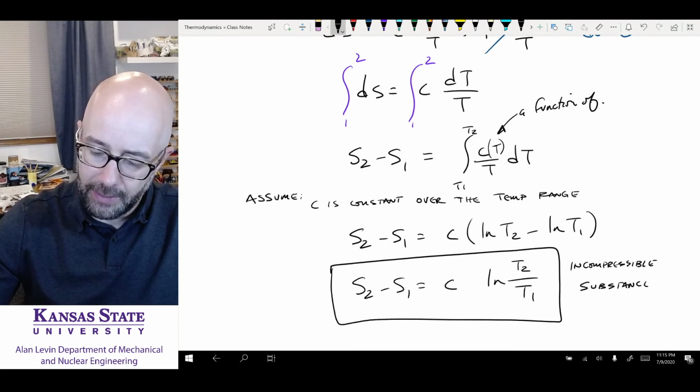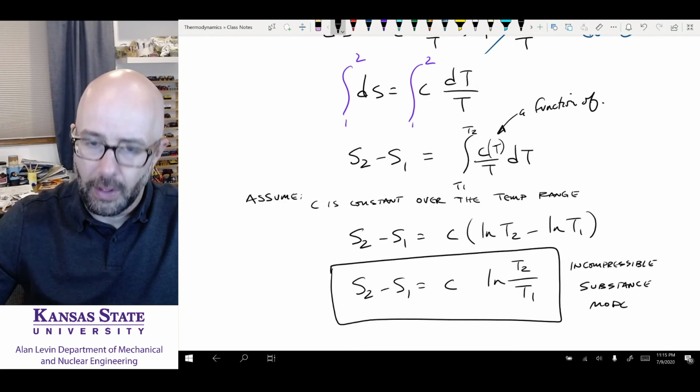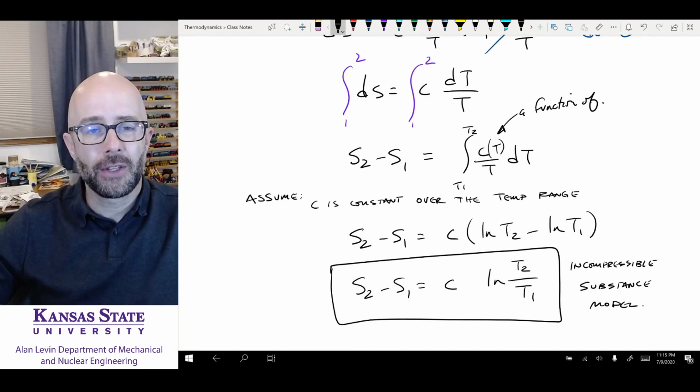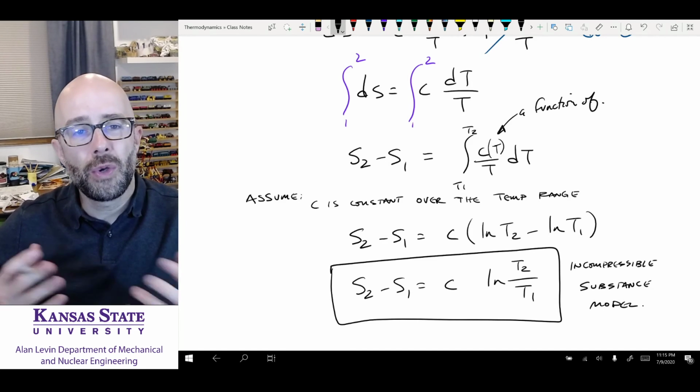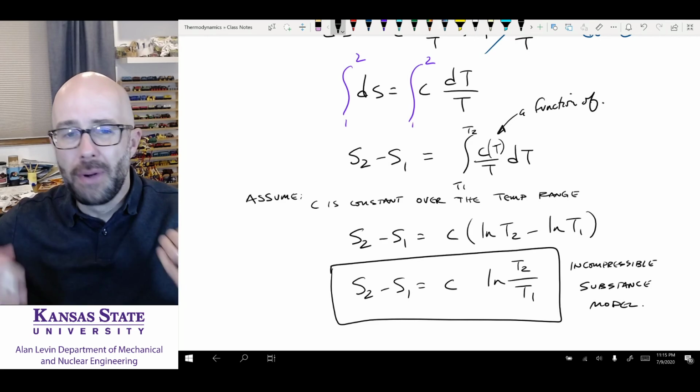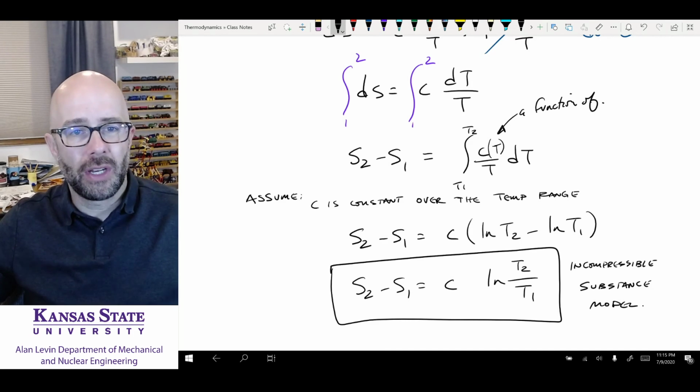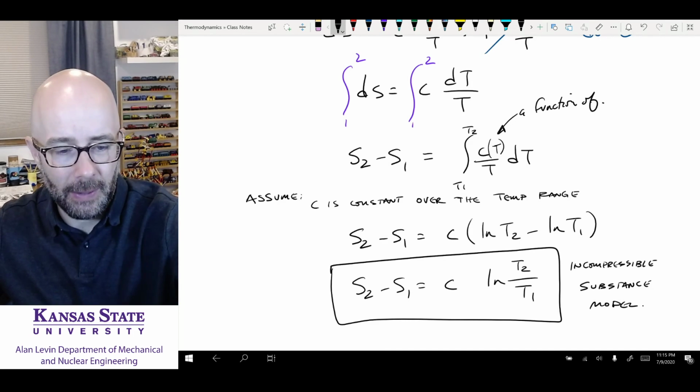It's on your equation sheet. Again, we're assuming that specific heat is constant there. Note we used the T dS equations, but we came up with a completely different equation. That was a tool that we used to get here.